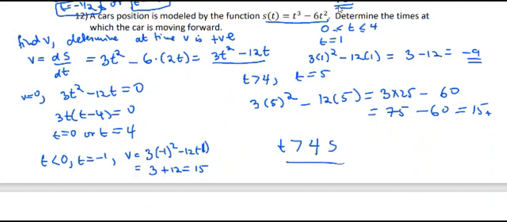4 seconds. Because we start looking at the car when t is equal to 0, and we don't know what's happening to it before that, but we can tell that between 0 seconds and 4 seconds, the car is backing up, and then velocity being positive after 4 seconds tells us that the car is now moving forward. I hope that helps.